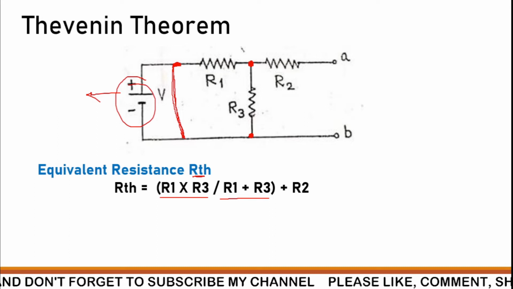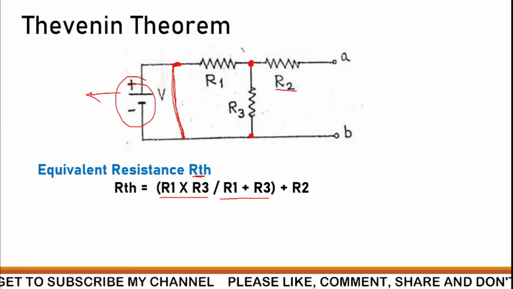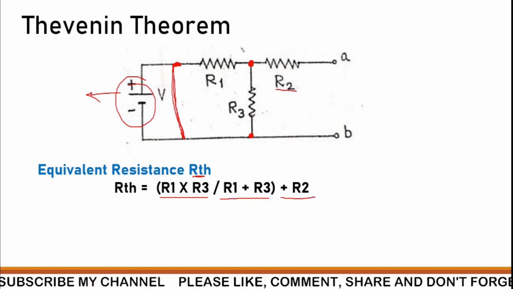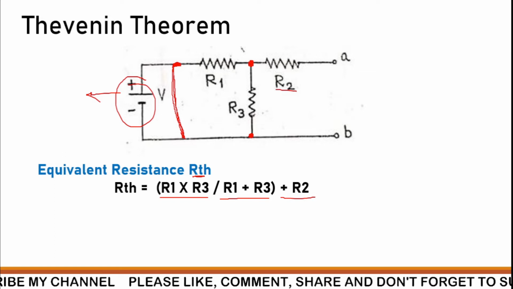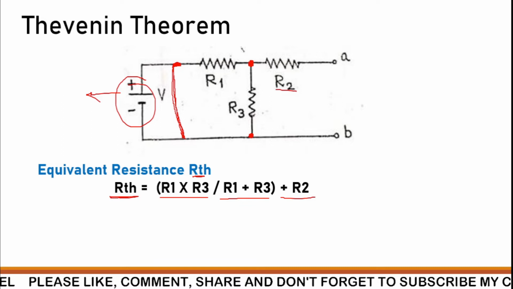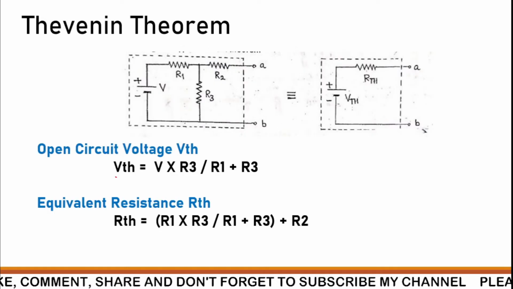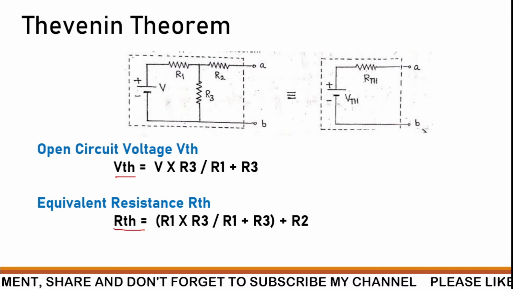Then, once we calculate the parallel resistance, the resistance R2 comes in series, so we add R2. R1 times R3 divided by R1 plus R3, plus R2, this will be the RTH. So in this case we are getting the open circuit voltage VTH and the equivalent resistance RTH.